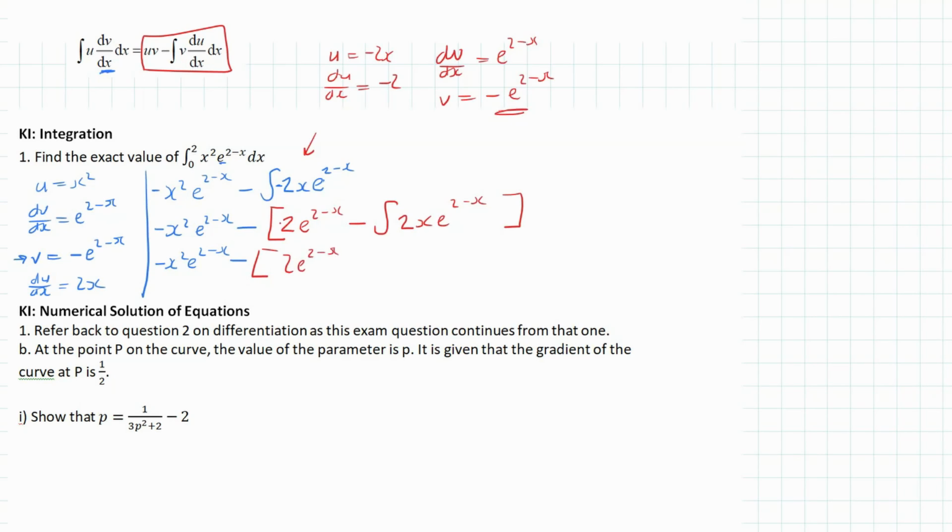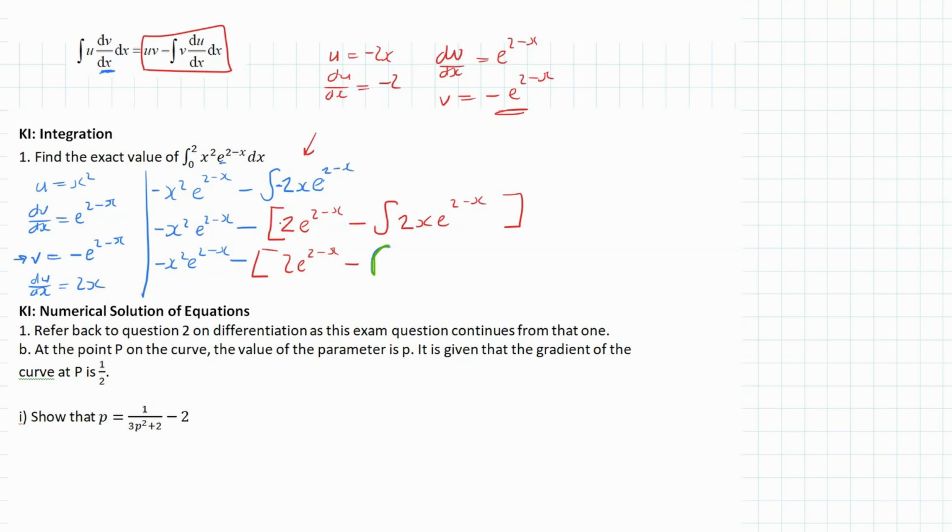Now I'm going to do this bit in brackets. Maybe I'll do a really different color, like a green. There we go. Now we integrate this. What do we get?